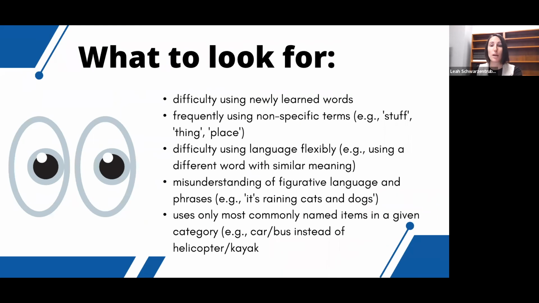Because we do want to be mindful of what we're seeing and how that informs us about students' vocabulary knowledge and growth. Students who demonstrate difficulty using newly learned words often use non-specific terms like thing or stuff and are likely to have weak vocabulary skills. They may also have difficulty understanding figurative language, using language flexibly, or only use the most commonly named items within a given category. These students will benefit from additional support to build their vocabulary knowledge.